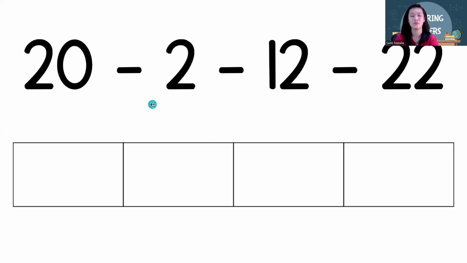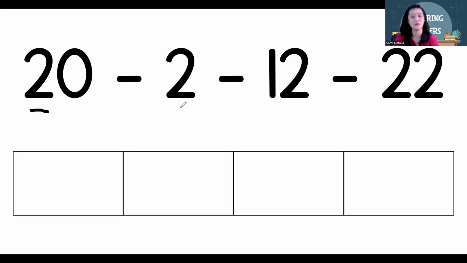20, 2, 12, 22. Let's arrange these numbers from the biggest to the smallest. Biggest. 22 has 2 tens. 2, no tens. 12 has 1 ten. 22 has 2 tens. 20, 2, 12, 22. Which one is the biggest?